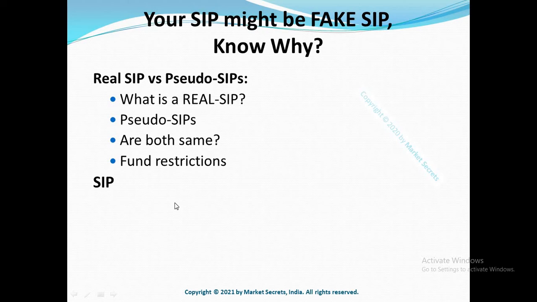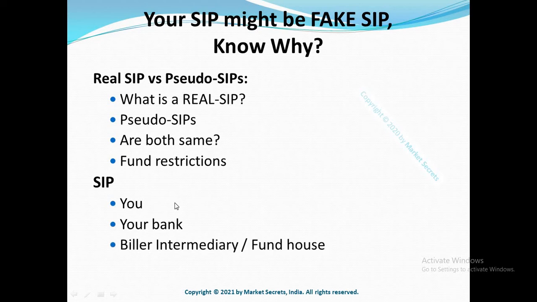SIP is a contract between three parties, that is you, your bank, and the intermediary or the fund house. There are platforms like BSE Star, MFUtility or even Paytm Money that can act as biller intermediaries for the SIPs. It doesn't necessarily have to be an AMC or the fund house. So you need three things. You should be there, your bank should be there, and you should have a biller.